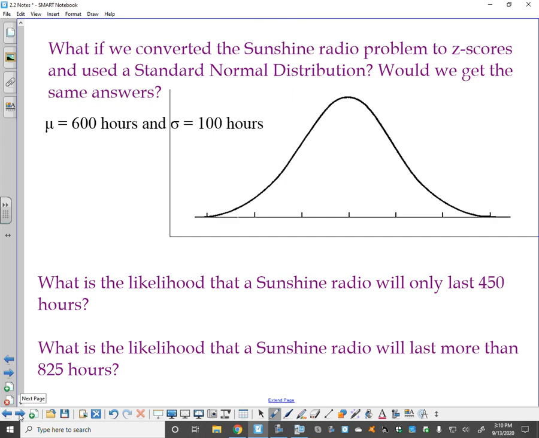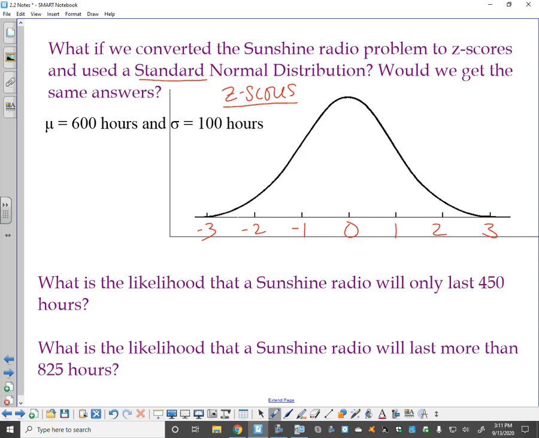Okay. What if we converted the Sunshine Radio problem to z-scores and used a standard normal distribution? Would you get the same answer? Okay, well, if you're a standard normal distribution and we are talking z-scores, then ladies and gentlemen, your mean is always 0 and your standard deviation is always 1. Always, always, always. Okay, z-scores. The z-score tells you how many standard deviations above or below the mean your data is.